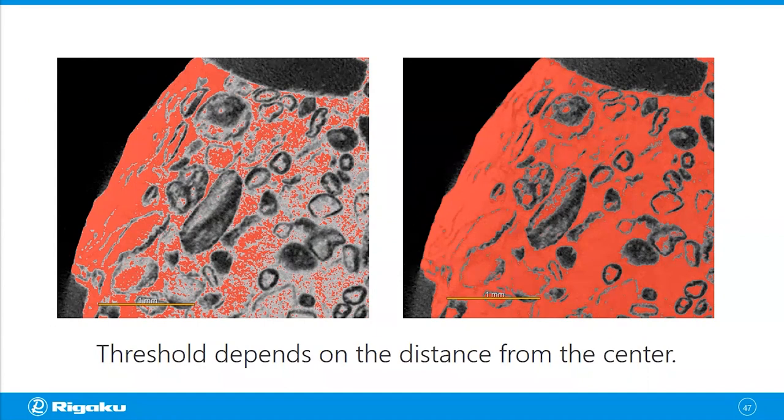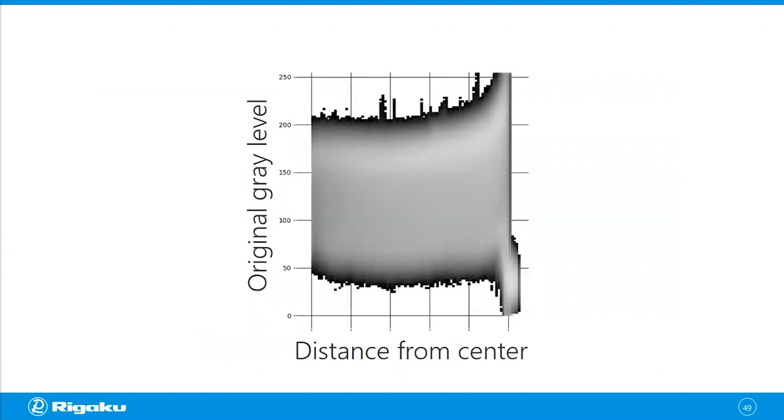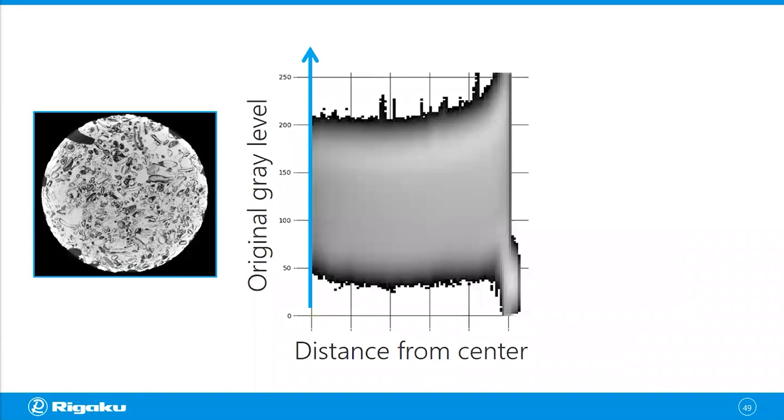In histographic segmentation, you can combine two images to do this segmentation work. So for example, you can use the original image and combine this with a distance map. The distance map is using the gray level to represent the distance from the center of the core. Now we're going to make a two-dimensional histogram using those two images, and it would look like this. So the brighter color represents a higher number of voxels. And this axis is the original gray level from the original image. And this axis is the gray level coming from this distance map.